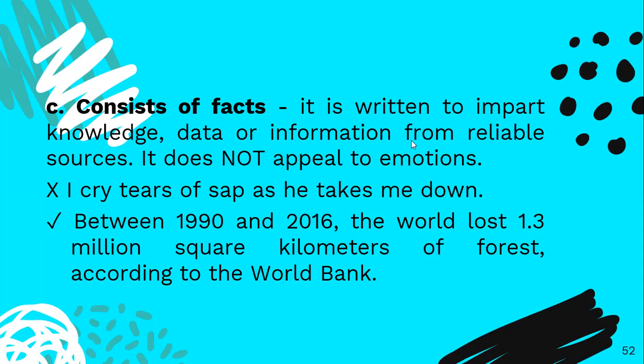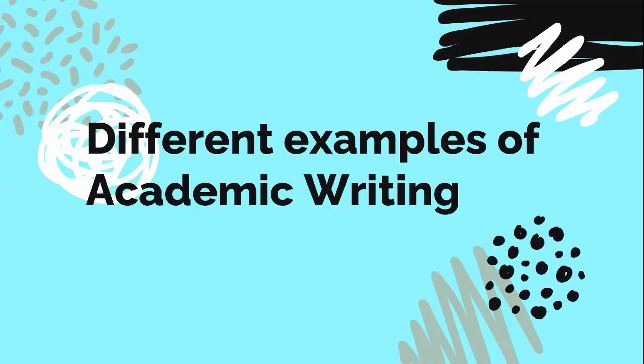Just like the example, you don't say, "I cry tears of sap as he takes me down." That's very poetic and that's literary, not academic. You can say, between 1990 to 2016, the world lost 1.3 million square kilometers of forest, according to the World Bank. That is a credible source of data. So let's have different examples of academic writing.